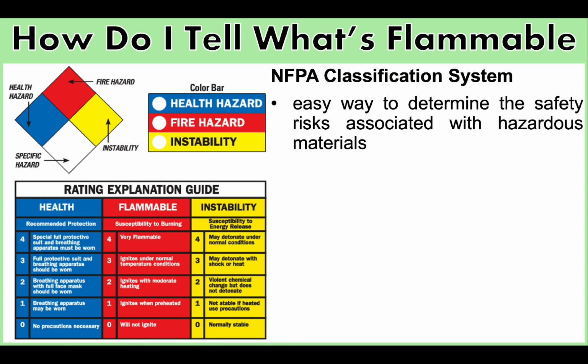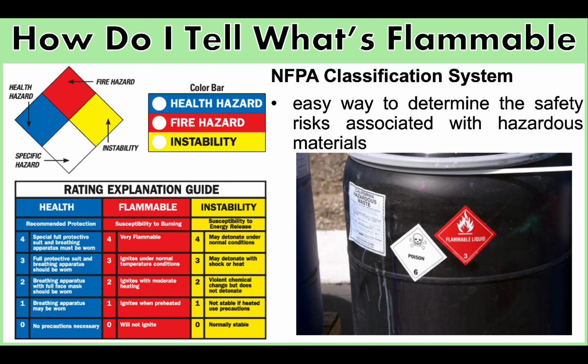Number 1 ignites when preheated. And if it's 0, it means it's not flammable. For example, you see this container. The red one has a number 3, meaning it ignites under normal temperature conditions, so it's below 73 degrees Celsius.